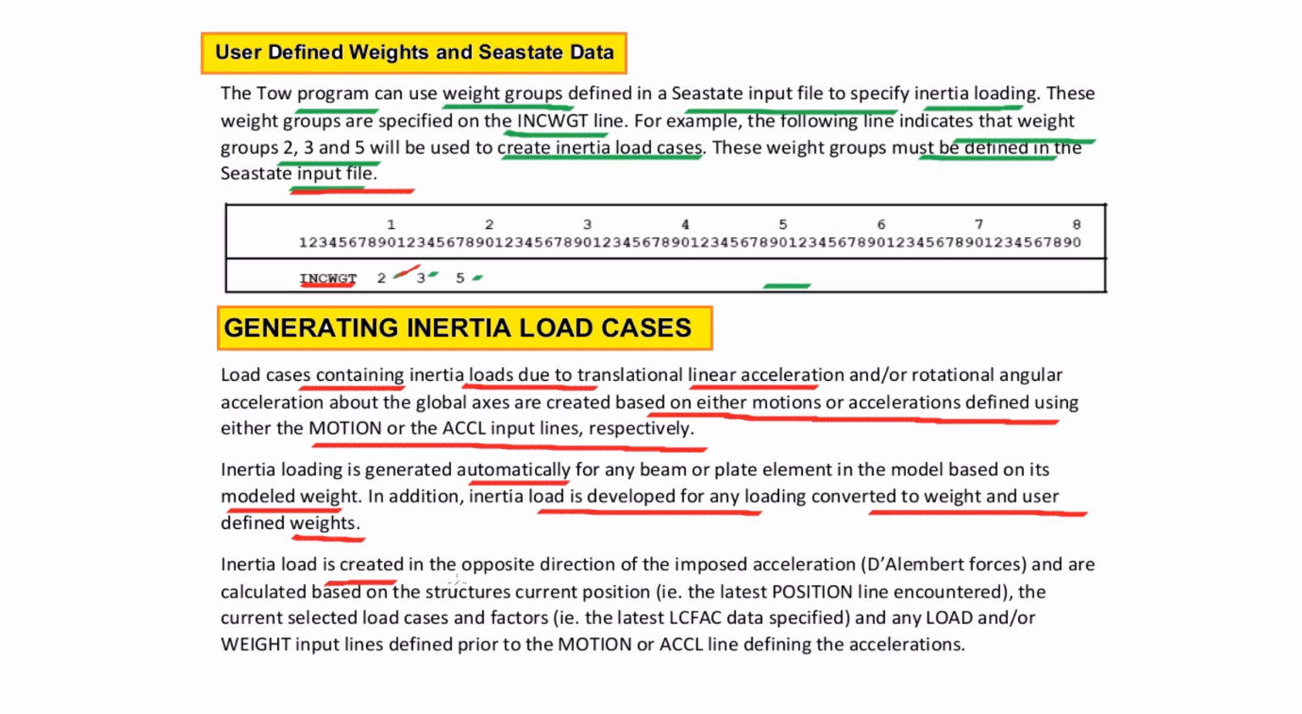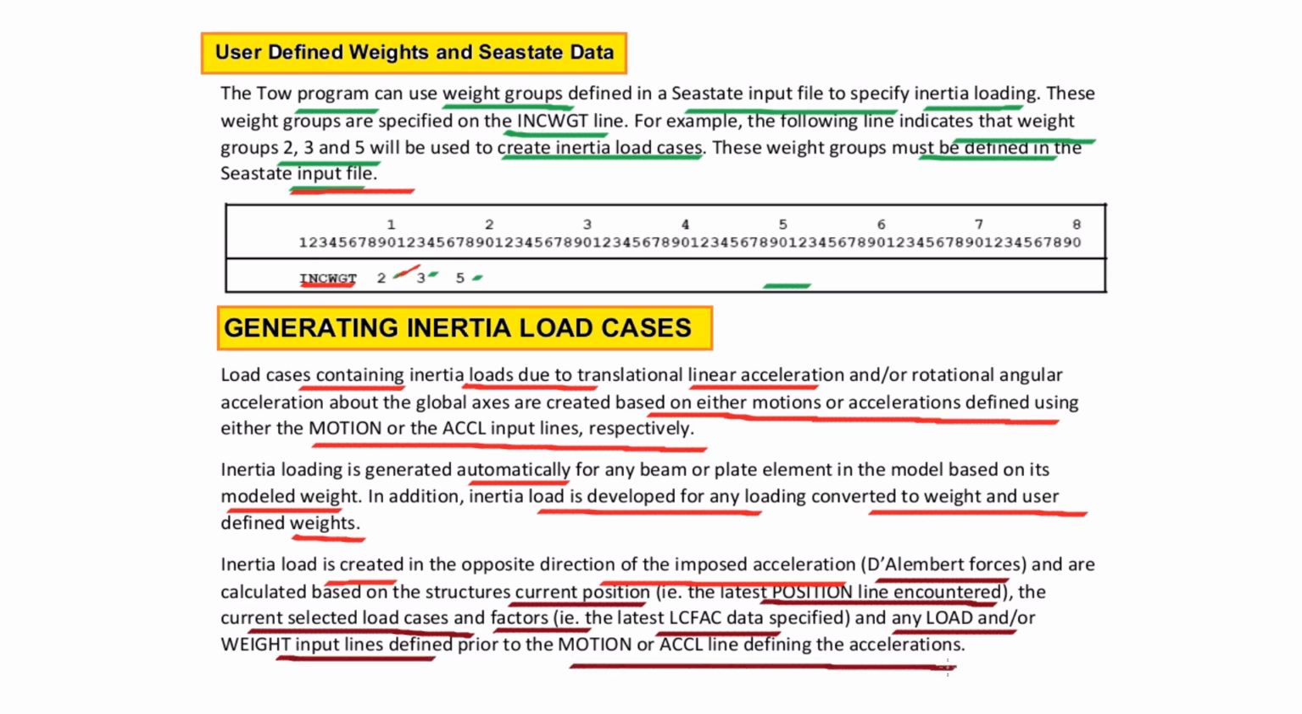Inertial load is created in the opposite direction of the imposed acceleration. So if acceleration is minus x, the inertial force will be created in the plus x direction. Using d-element forces, they are calculated based on the structure's current position, the latest position line encountered, the current selector load case and factors, the latest LDC data specified, and any load factor under for weight input lines defined prior to the motion or acceleration line defining the accelerations.